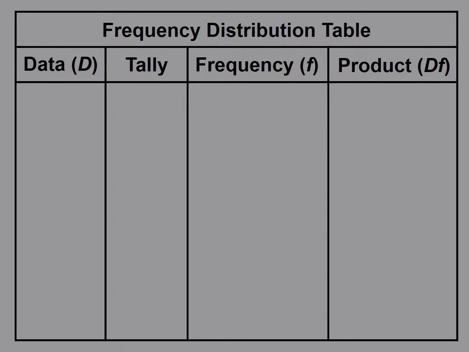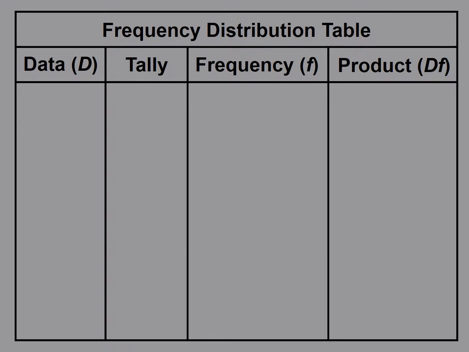Then your next column, the frequency column, represents the number of times each number occurs, or the number of tallies. And the number at the bottom is the total number of data. So for the test scores we were looking at, that total frequency should add up to 24. To get the frequency, you just state what your tally was. If your tally was 2 tally marks, your frequency is going to be 2.